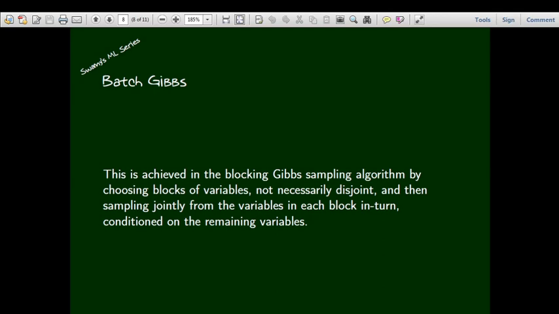This type of sampling is also known as batch Gibbs sampling. It also reduces the time required to complete the sampling, and also there are some other advantages, like in probability calculations it will minimize the effort in marginal approximation.